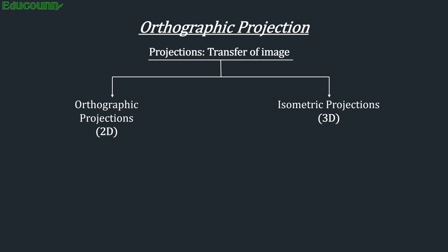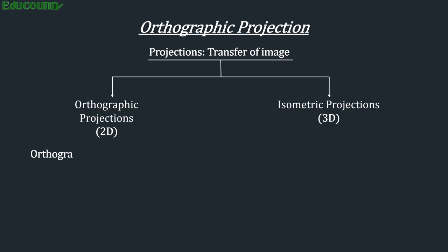Same is the case with orthographic projection and isometric projection. It is an analogous concept. Whenever you are converting a 3D object into 2D views, then you are doing orthographic projection. And whenever you are converting 2D views into a 3D real object, you are attempting an isometric projection problem. So this is the basic difference between orthographic projection and isometric projection.